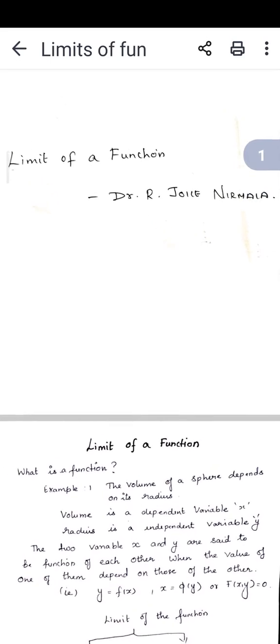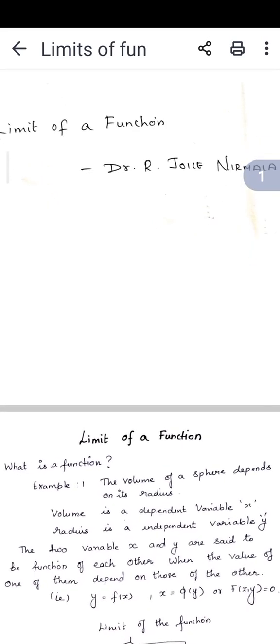The volume of a sphere depends on its radius. Volume is a dependent variable x. Radius is an independent variable y. So the two variables x and y are said to be a function of each other when the value of one of them depends on those of the other. So the value of one depends on the other variable.